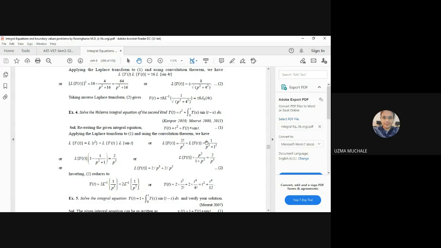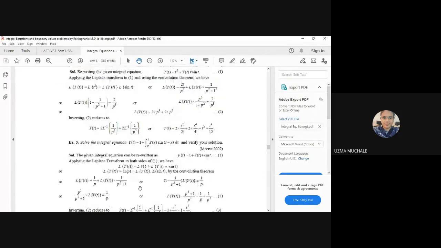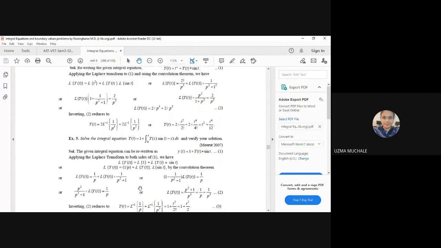What is the Laplace transform of sine of t? As a is 1, it is 1 upon p square plus a square, where a square is 1 square. So again write the equation in terms of L of phi of t, that is equation number 2. And then after writing equation number 2, convert it into the form of L of phi of t, then apply the inverse Laplace transform, and you will get the result. Okay, there are so many examples.